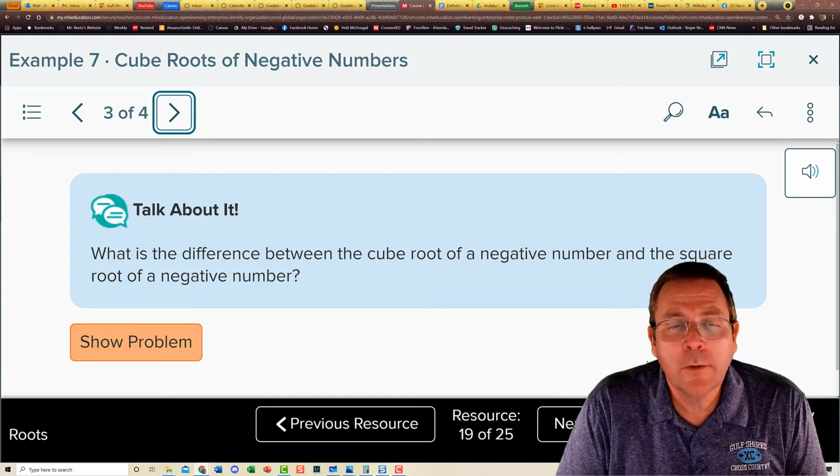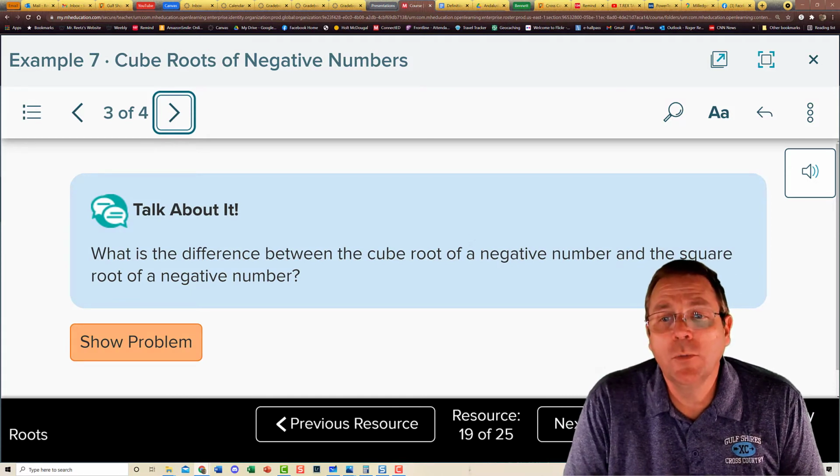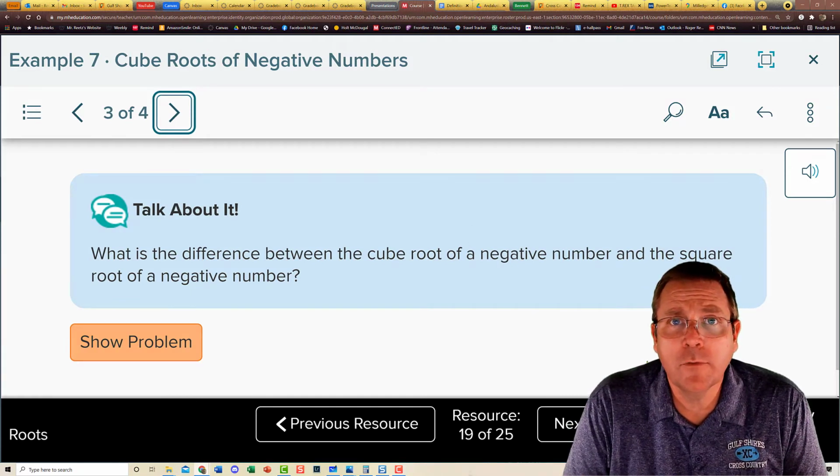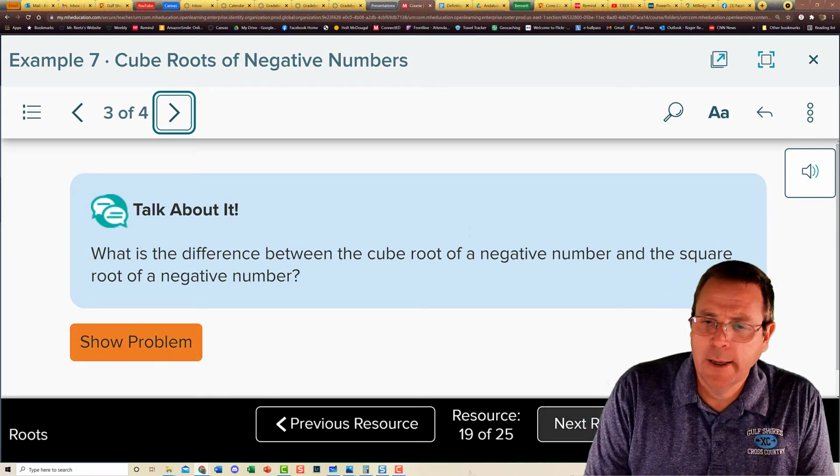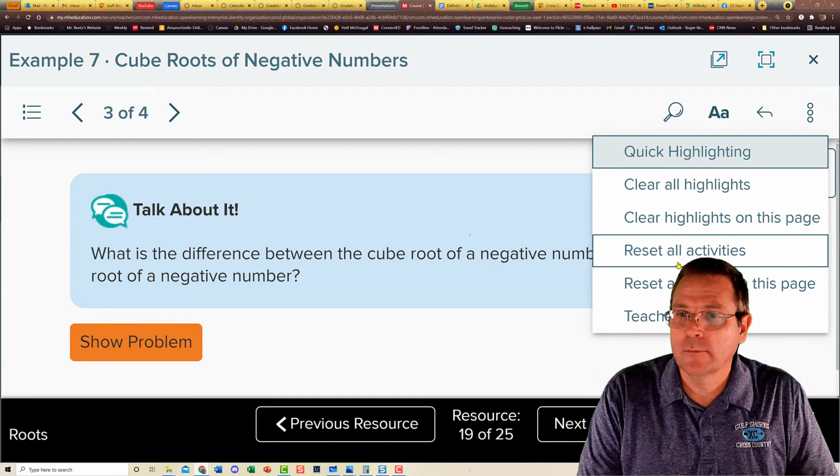Let's talk about it here. What's the difference between a cubed root of a negative number and a square root of a negative number? Well, you can have a cubed root of a negative number. That's not a big deal. But a square root of a negative number is always going to be an imaginary number.